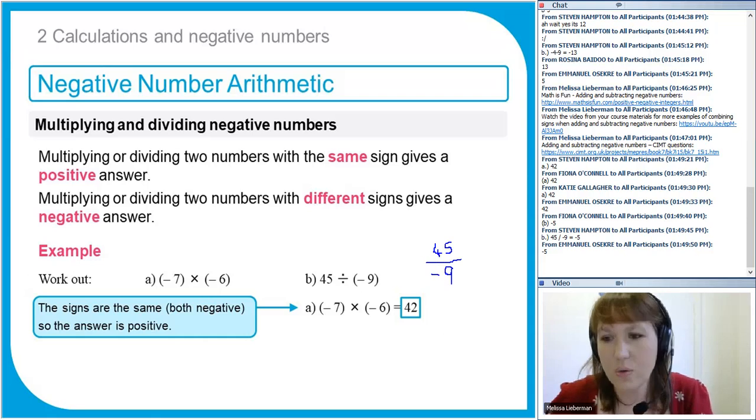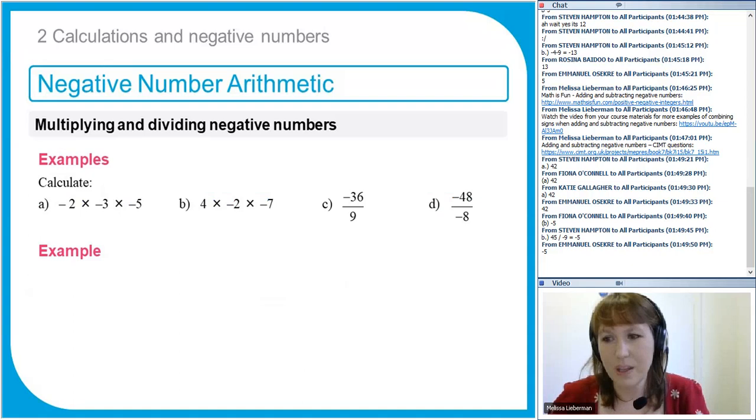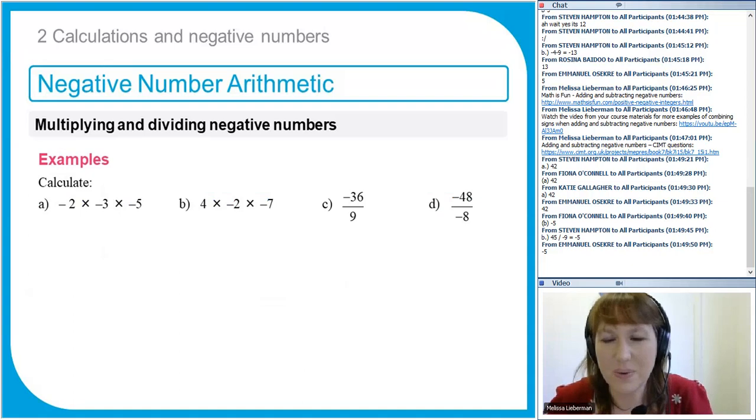So first of all, the signs are different. So the answer is going to be negative. So 45 divided by 9 is 5. And we need to have a minus sign in there. So everyone, Fiona and Stephen and Emmanuel, perfect. Minus 5. Good. A bit easier than the previous one.